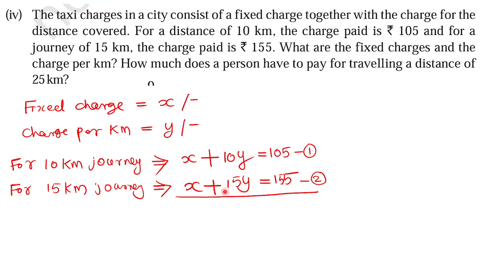I have to find out x and y. For the substitution method, you have to select one of the equations. Anything you can select. Let me select the first one. Either write it as x equal to or y equal to. x equal to is better here, I think. Can I take this 10y to the other side? Yes, 10y can be taken to the other side. So the first equation becomes x equal to 105 minus 10y. Is that okay? x equal to 105 minus 10y.